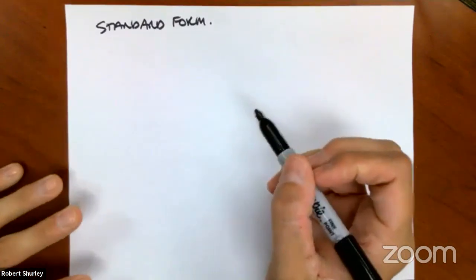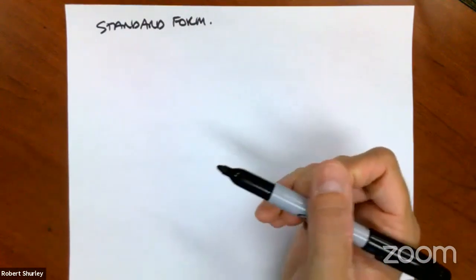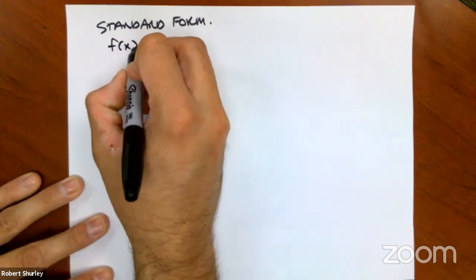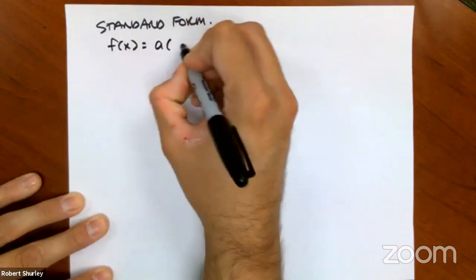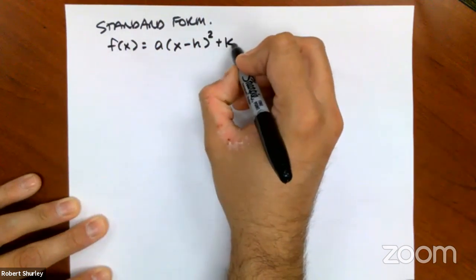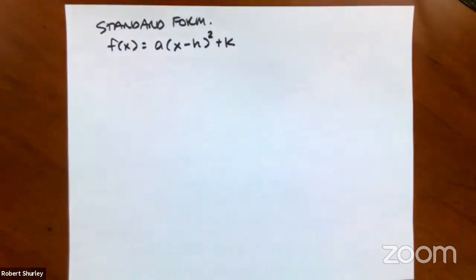And it really is that kind of transformation form that we're familiar with from the last test. Okay, it looks like this. F of x equals a times x minus h squared plus k, okay? So this is called standard form.